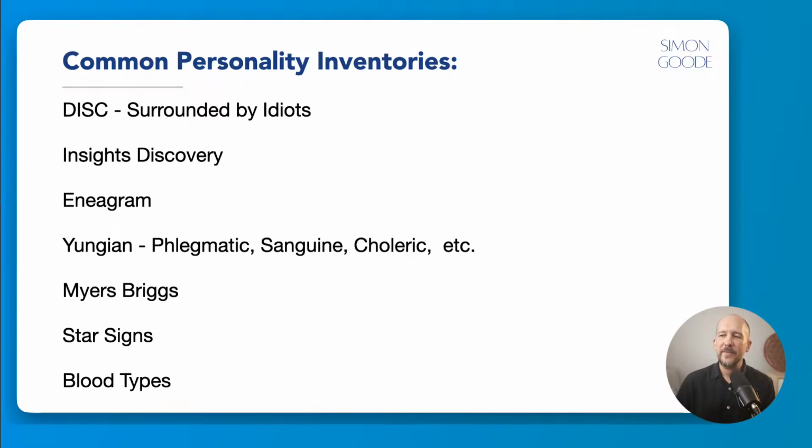The Enneagram is a very popular model, particularly in different cultural groups or overseas countries. In Australia, I haven't come across it as much, but when I've been overseas, I've seen it a number of times. There's the Jungian characteristics, the phlegmatic, sanguine, choleric, etc. Myers-Briggs personality types is a really common one as well. That's also a really useful metric that some people naturally resonate with. And then we've got the less scientific options like star signs or blood types as well.